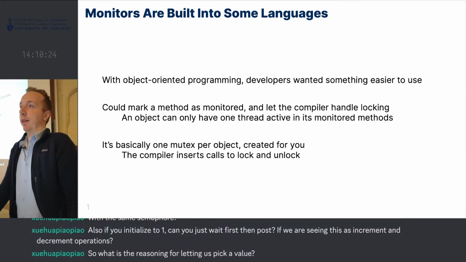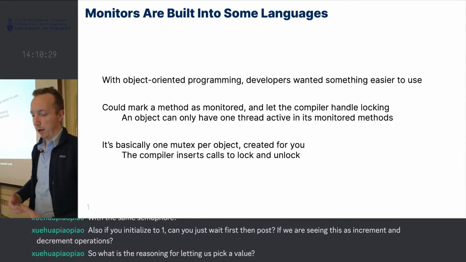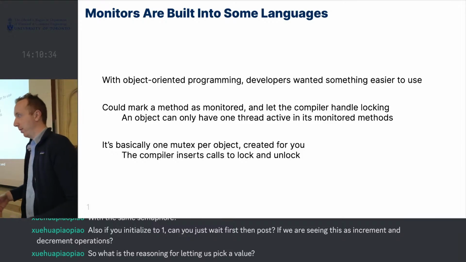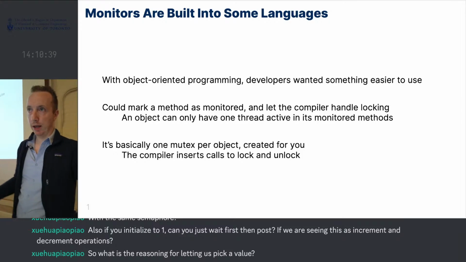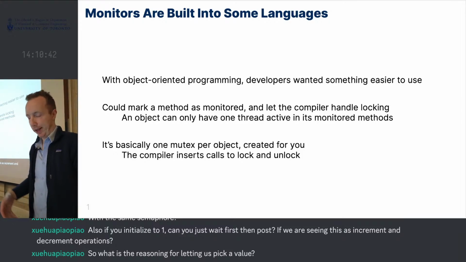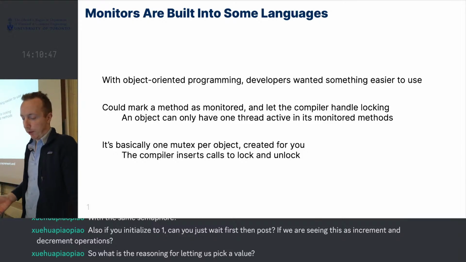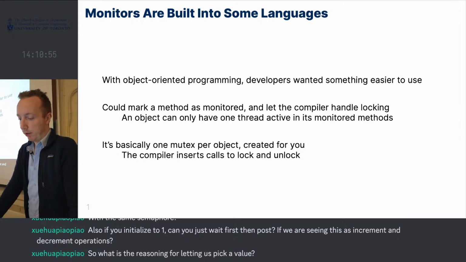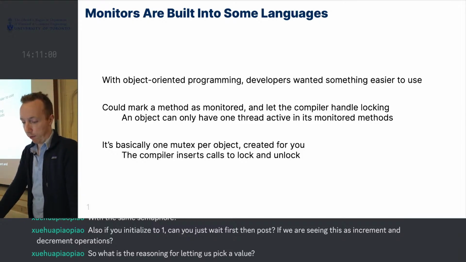So as an aside, in some languages there might be something called a monitor, and with object-oriented programming, developers wanted something easier to use than a mutex, because with a mutex you can always lock it and forget to unlock it. If you have multiple ways to exit a method, then you have to make sure you unlock right before every return statement. So what some people did is they just say, hey, you can mark a method as monitored and automatically let the compiler handle the locking and the unlocking for you.